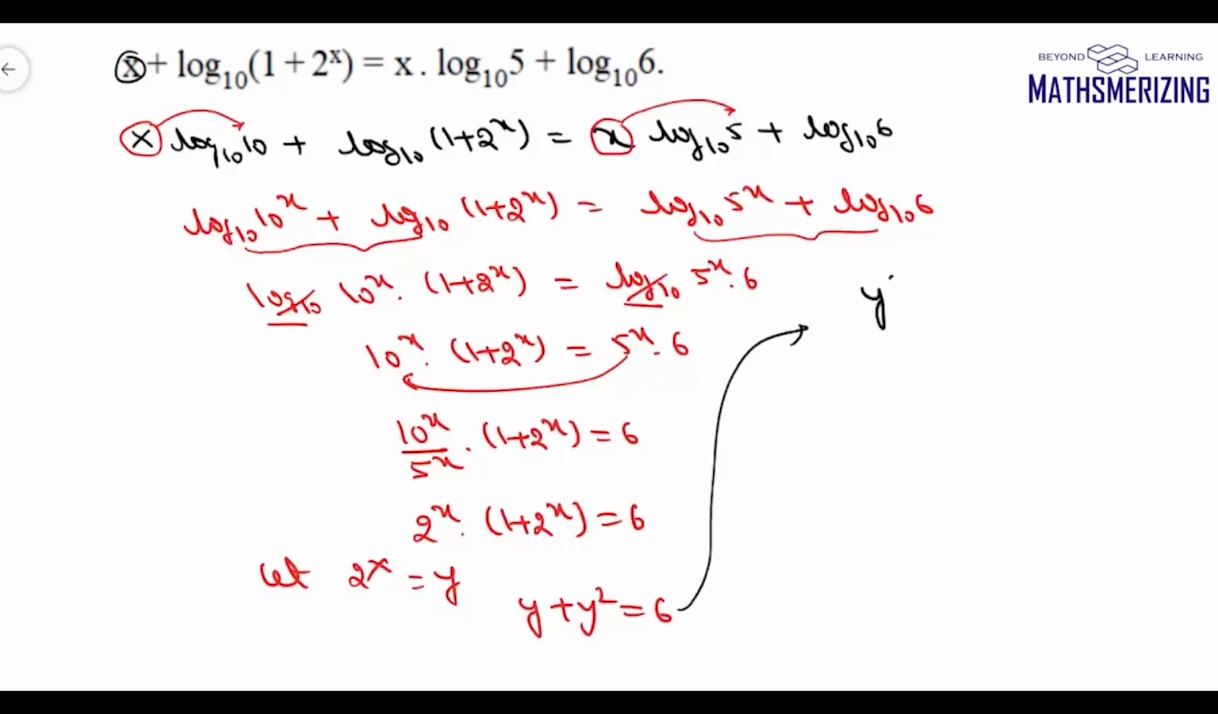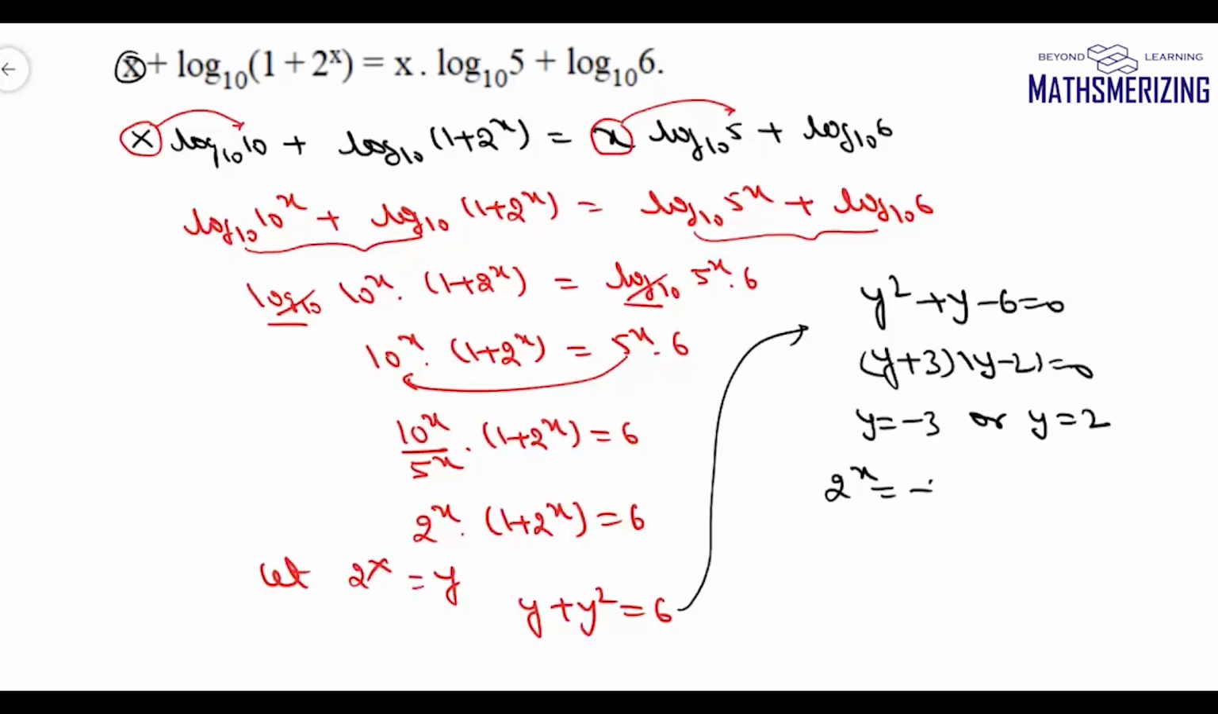So, which is y square plus y minus 6 equals to 0. And this is y plus 3, y minus 2 equals to 0. So that is the value of y is minus 3 or value of y is 2. So now I'll put the value of y. So either 2 to the power x equals to minus 3 or 2 to the power x equals 2. Now exponential function cannot be negative. So there is no solution in the first case. Now when 2 to the power x is equal to 2, clearly the value of x is 1. So answer to this question is x equals 1.